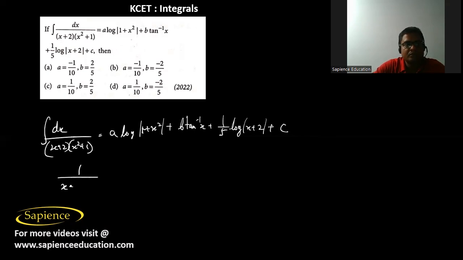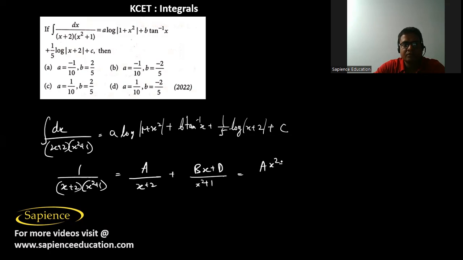this can be converted into partial fractions, 1 by (x plus 2) into (x square plus 1), that can be written as a by (x plus 2) plus (bx plus d) by (x square plus 1). So therefore this will be a into (x square plus 1) plus (bx plus d) into (x plus 2) divided by (x plus 2) into (x square plus 1).